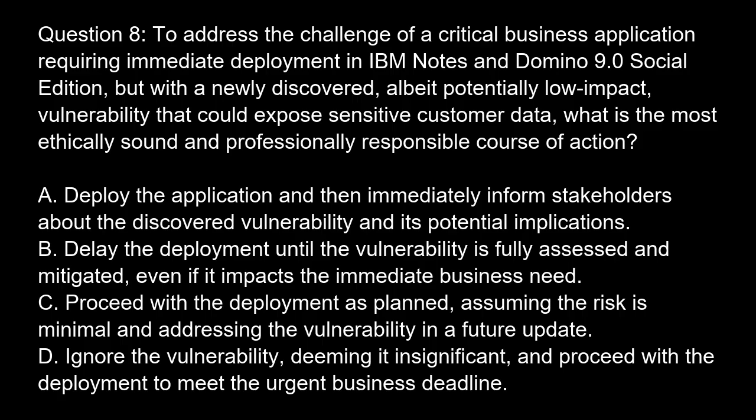Option A. Deploy the application and then immediately inform stakeholders about the discovered vulnerability and its potential implications. Option B. Delay the deployment until the vulnerability is fully assessed and mitigated, even if it impacts the immediate business need. Option C. Proceed with the deployment as planned, assuming the risk is minimal and addressing the vulnerability in a future update. Option D. Ignore the vulnerability, deeming it insignificant, and proceed with the deployment to meet the urgent business deadline.